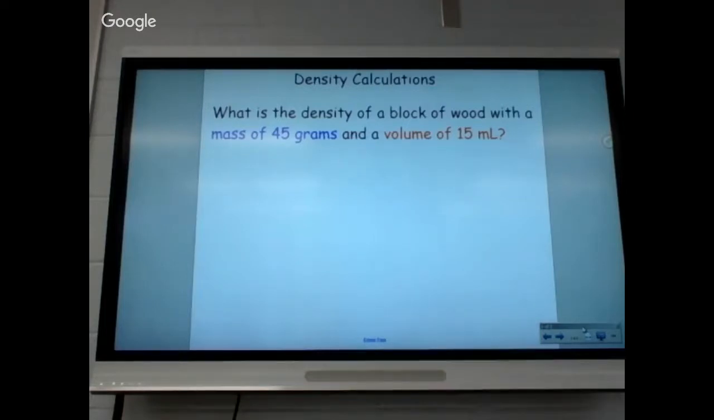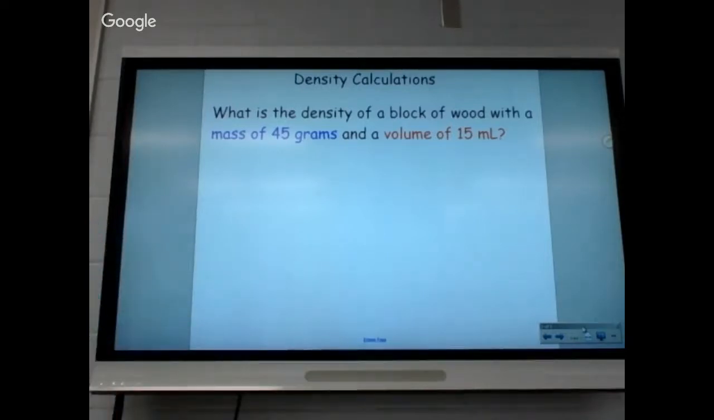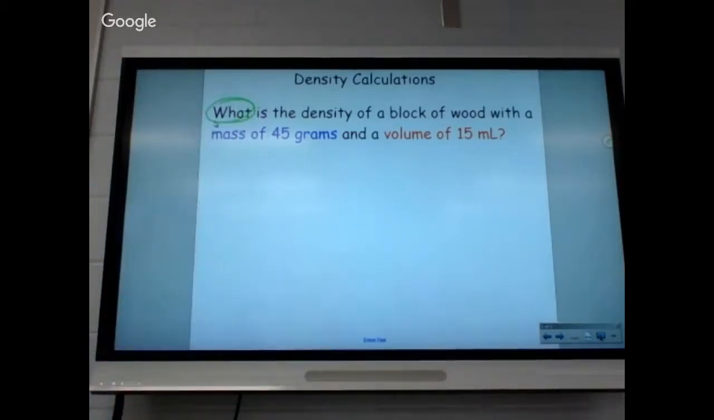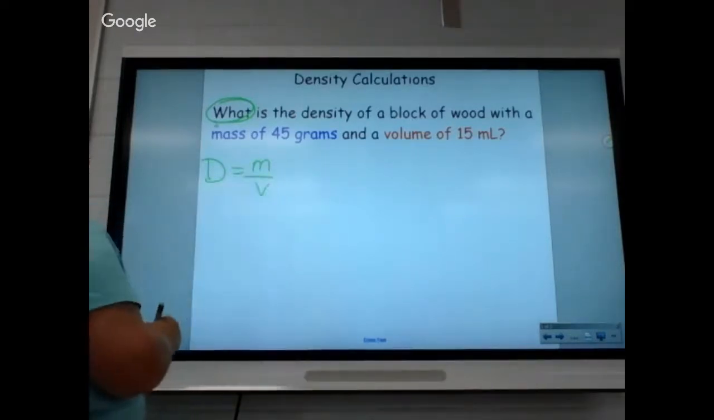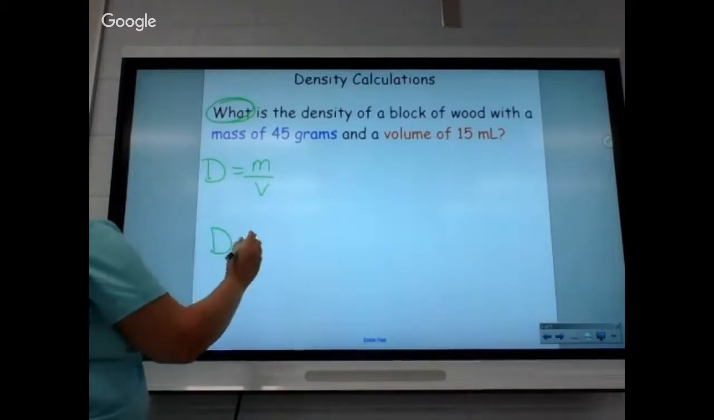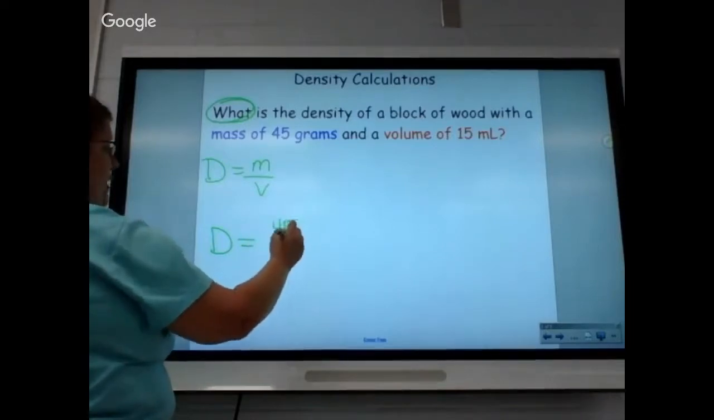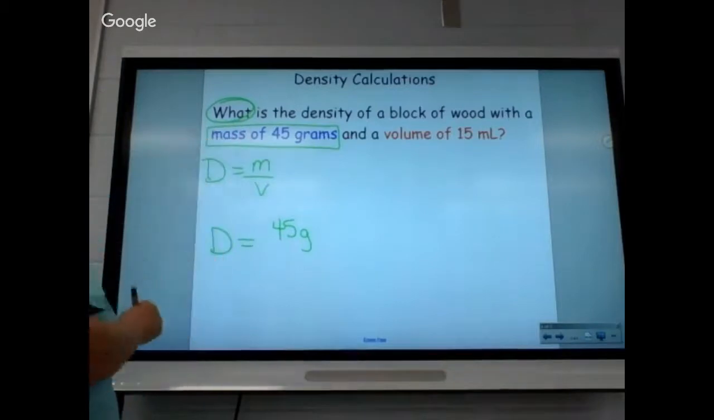Now, if we look at the question, what are we solving for? What are they asking you for? Find the question word. I always teach word problems the same way. You're solving for density. So, the formula is D equals M over V. We're solving for D. That means we have to have M and V given to us, right? Yeah, we have 45 over 15. So 45 grams is the what? The mass. I'm going to come back to that.